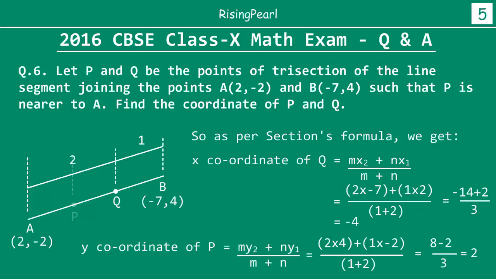Similarly, we find the y coordinate, that will be 2. So the coordinates of the point Q will be minus 7, minus 4. Actually, no, this should be minus 4 and 2, because the x coordinate is minus 4 and the y coordinate is 2. So this is how, friends, we solve the 6th question.